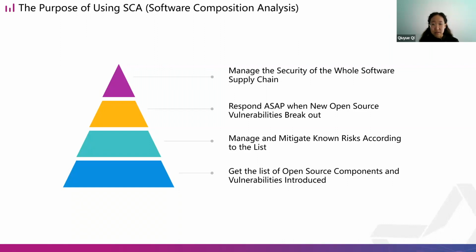The most common solution is the SCA technology. Fundamentally, we use it to get the list of open source components and vulnerabilities introduced. Then we manage and mitigate known risks based on the list. Moreover, with the list, we can respond as soon as possible when new open source vulnerabilities break out. And most importantly, SCA is actually the cornerstone in managing software supply chain security.